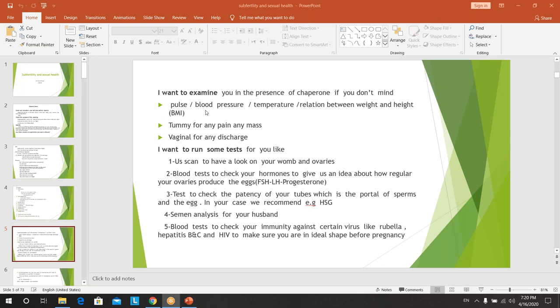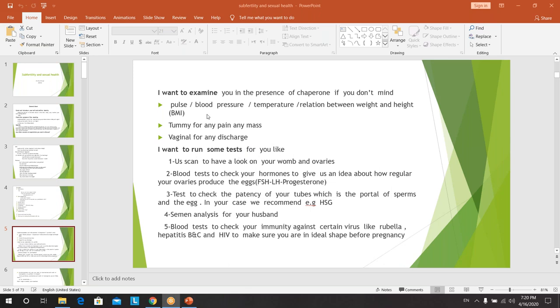Okay, Sarah. I need to examine your pulse, blood pressure, temperature, take the relation between your weight and your height to be sure that you are in the best possible shape. Examine your tummy for any pain or any masses, any vaginal discharge, if it's relevant. Then I want to run some tests for you.